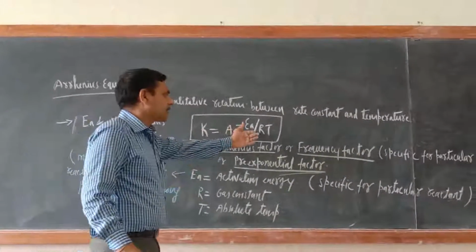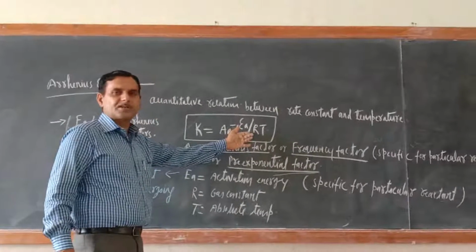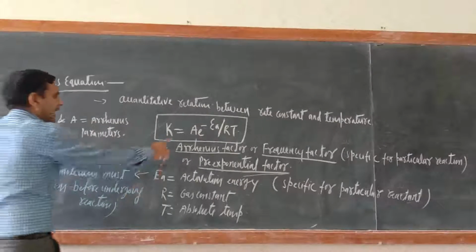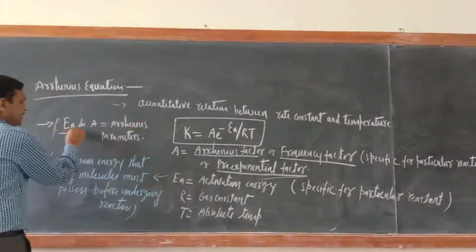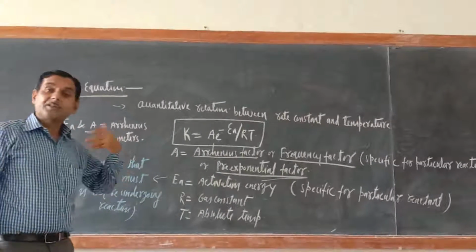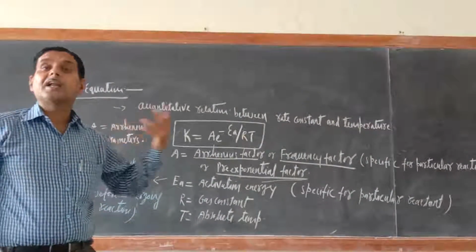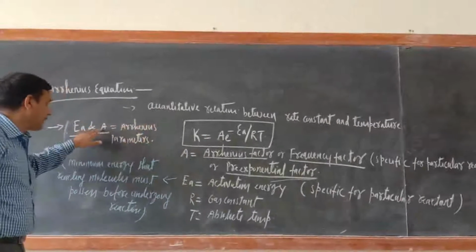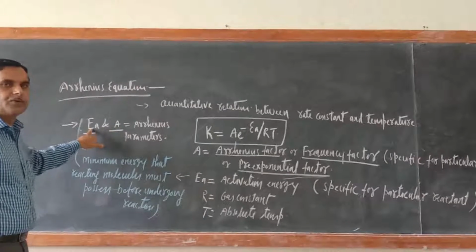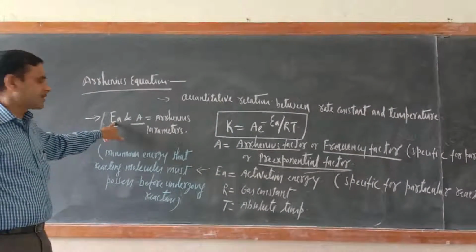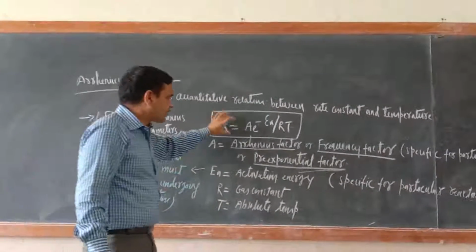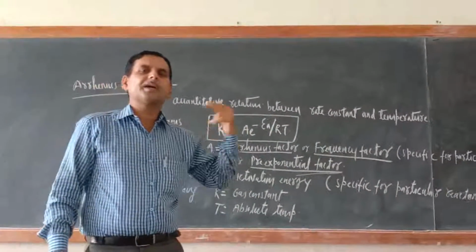And R you know, that is the gas constant, universal gas constant, and T equal to absolute temperature. Together A and Ea, that is activation energy, are known as Arrhenius parameters and they determine the rate of reaction. A means Arrhenius factor or frequency factor and Ea equal to what is that one? Activation energy. So if you see the equation, what conclusion can we draw?